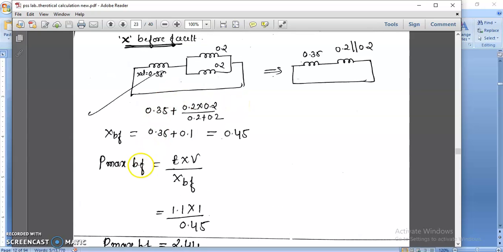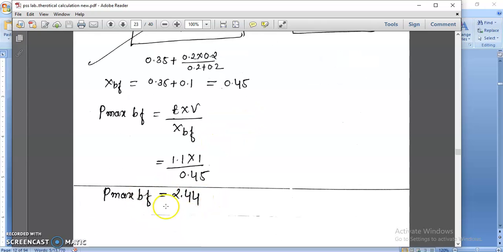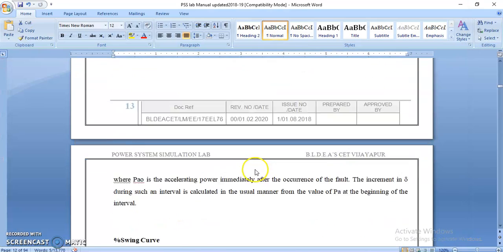Now to get the power before fault, what is the formula? P max before fault equals E into V divided by X before fault. E they have given as 1.11 on the generator side, and the voltage is 1 angle 0. Substituting 0.45, we get P max before fault as 2.44. The same thing is there in the program. I'll tell you what is there in it. Just have a look at this program so that it will be clear for you.